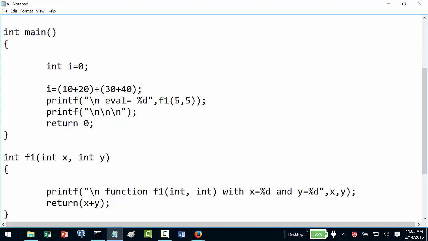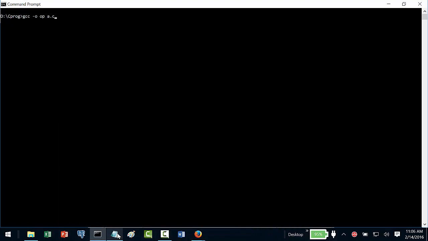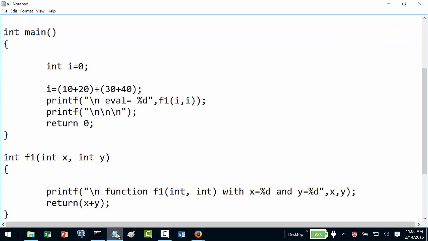Now if this is the same value of i that I pass, there should be no issues. What will be the value of i? 10 plus 20 is 30, 30 plus 70 is 100. So this is 100. Since my output is x plus y, which is i and i, that's why we got the output as 200. But are we sure that this actually gets executed first and that executed next? We don't know. Let us see.